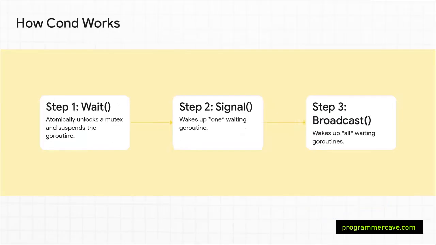Now here's how it works under the hood. A Cond is always paired with a mutex. You can't use one without the other. It's got three main operations. First, Wait. This is what the runners do. A Go routine calls Wait and it goes to sleep. But, and this is the magic part, it automatically unlocks the mutex while it's sleeping, so other Go routines can get in and change the state. Then you have Signal. This is like tapping just one of the sleeping runners on the shoulder and saying, hey, wake up. Finally, there's Broadcast. That's the starting pistol. It wakes up every single Go routine that's currently waiting.